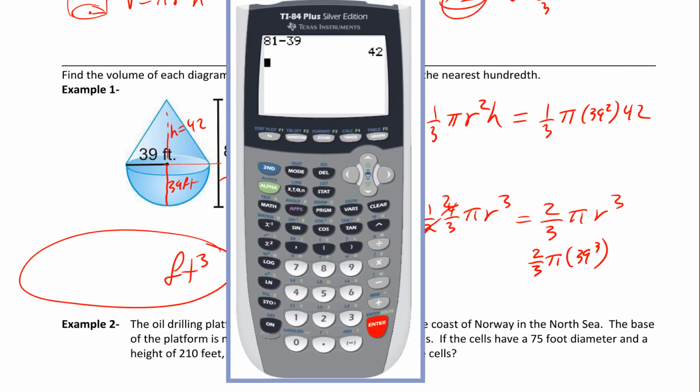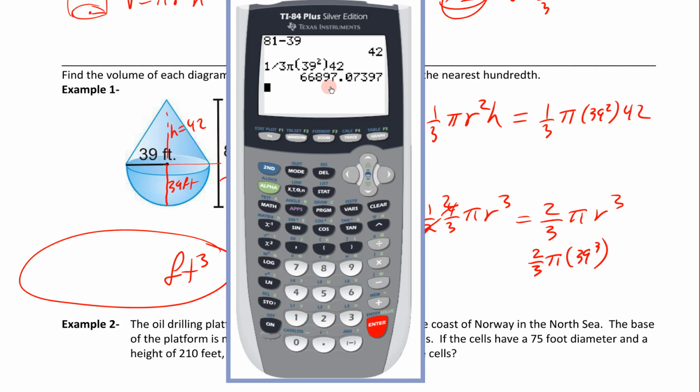Okay, so let's get our answer to the 2 pieces right here. So I'm going to slide this over. So we're going to get 1/3 and then pi. Whoops, hit the right button here. Pi, and then parentheses. Got to do a set of parentheses here. 39, and we're going to square that. So we hit square, do the parentheses, and then we get a 42. So 1/3 pi, 39 squared times 42. So we're going to go ahead and hit enter.